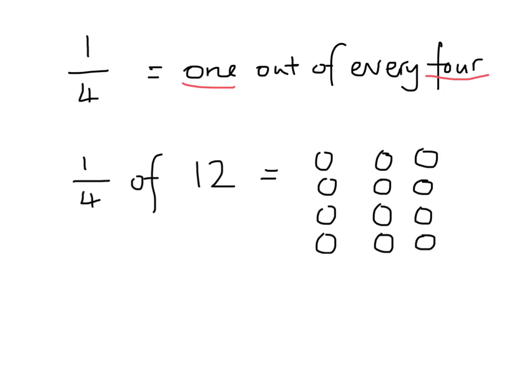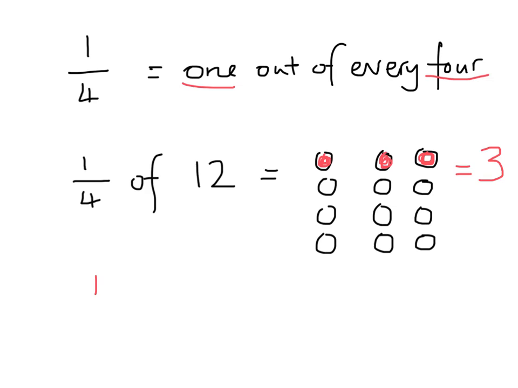So let's look at a quarter of 12. You can see I've organised them into sets of 4. So I'm going to keep 1 out of that column of 4, 1 out of that column of 4, and 1 out of that column of 4. Visually then you can see quite clearly a quarter of 12 equals 3.